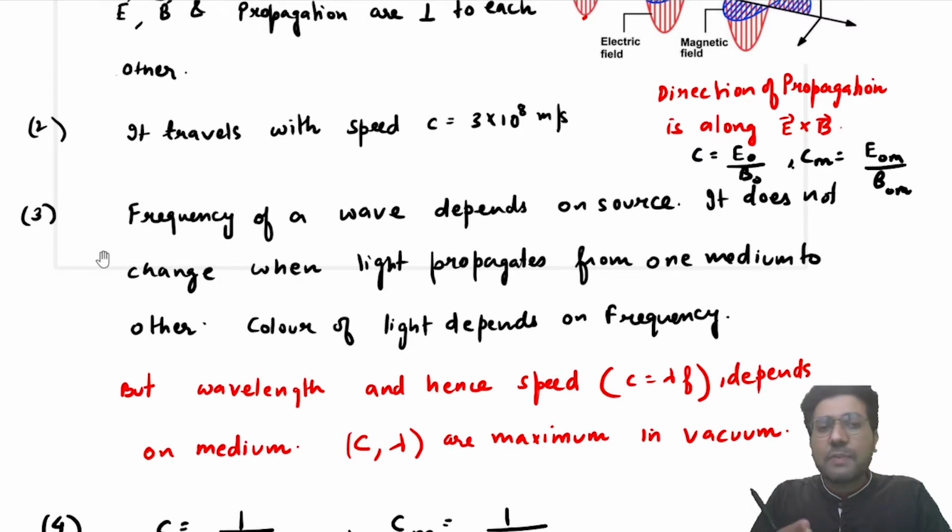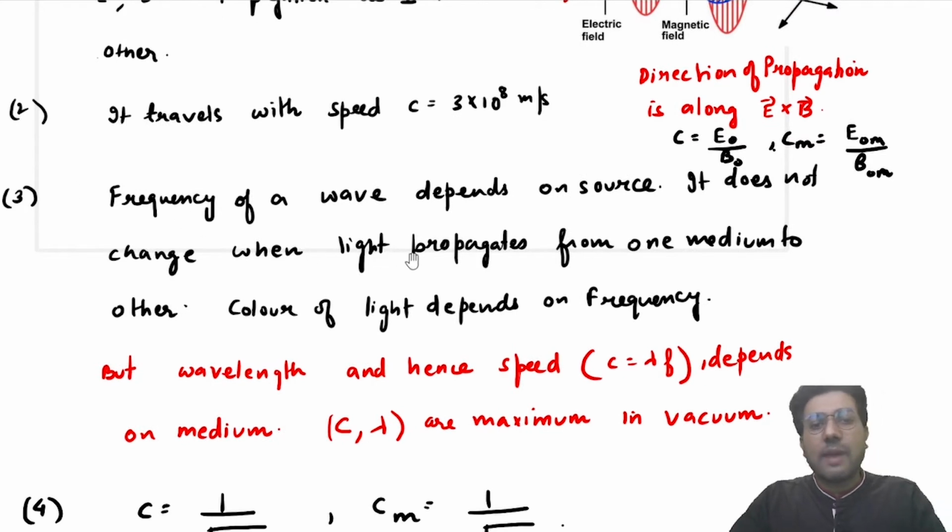It does not depend on whether light is traveling in one medium or other medium. In every medium its frequency will remain same because it depends on the source. Okay, so it does not change when light propagates from one medium to other. The color of the light depends on the frequency. So that is why a color of light will not change when it travels from one medium to other medium because frequency does not change. Okay, but wavelength and hence speed depends on the medium.